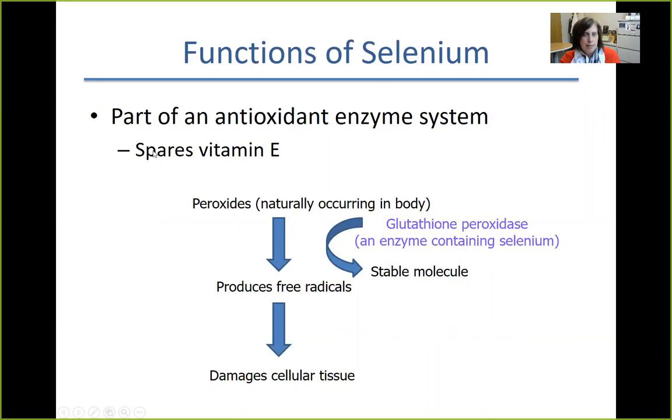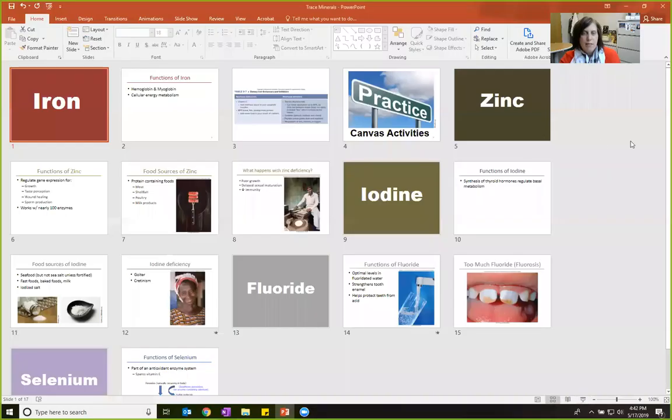And in this case, as this is showing here, we can spare the use of vitamin E as an antioxidant and instead use selenium. If you have any questions about the trace minerals, definitely ask me or the TAs.